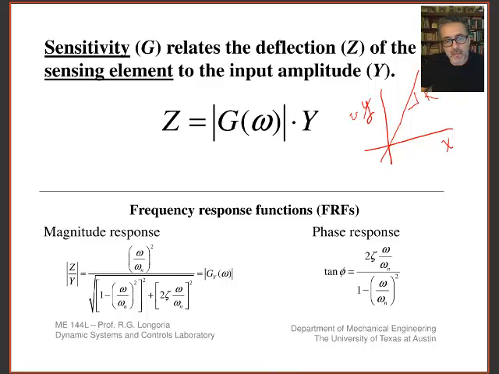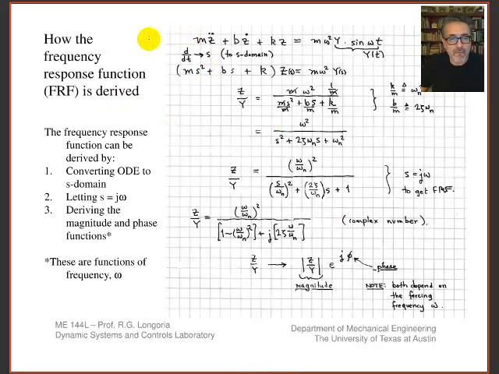I'm not going to spend a whole lot of time, but just to show you, for example, you can derive this. Sometimes you'll do this in a systems class where you'll start off with a differential equation and you'll derive what's called a frequency response function or transfer functions. That's where this comes from. So Z here is the displacement of that sensing element. How does it depend on Y? You can derive these, right, theoretically.